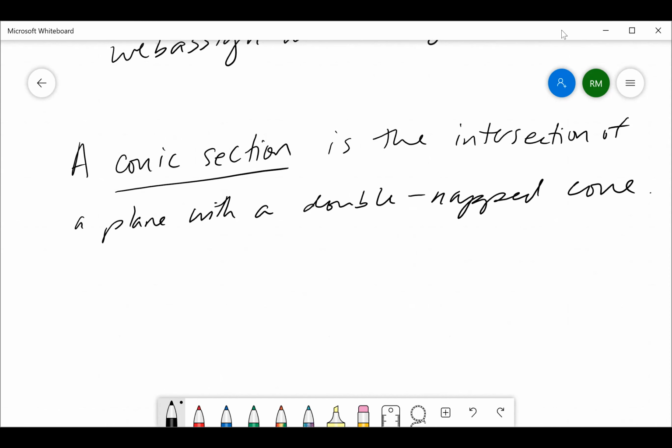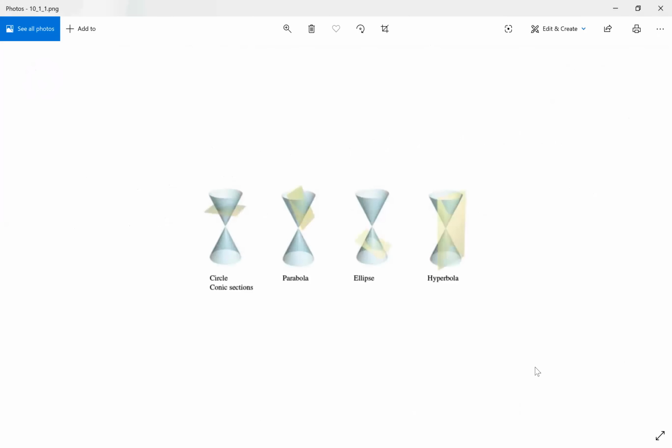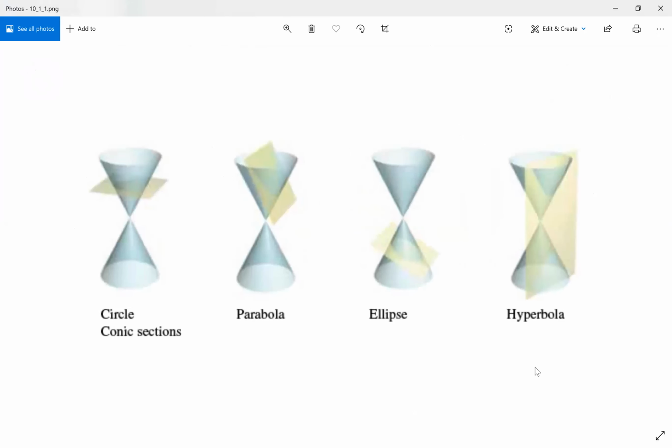There are 7 types of conic sections. The first 4 you're probably very familiar with. They are the circle, the parabola, the ellipse, and the hyperbola. And you can see from this picture how the different conic sections are formed, how they intersect a plane with this cone where you have 2 cones on top of each other.